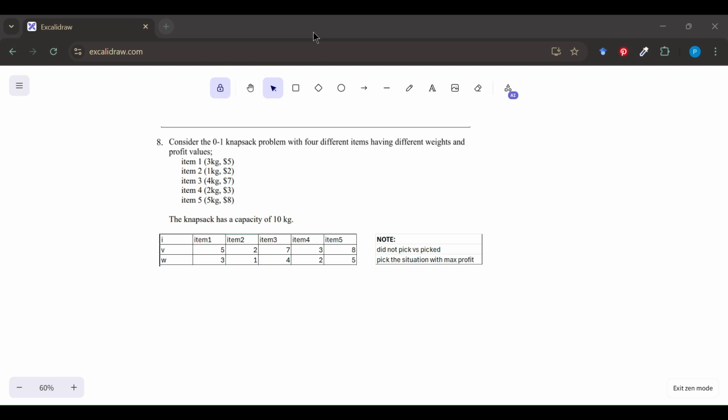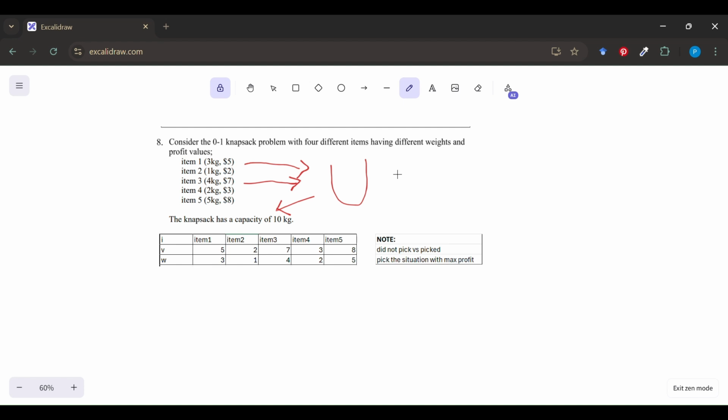Students, I will discuss the 0-1 knapsack problem, and this is from your 2023 final exam paper. In the 0-1 knapsack problem, in simple words, you basically have a bag with some maximum capacity, and you want to place items into this bag such that you receive the maximum profit, but do not exceed this maximum limit of the bag, or this maximum capacity.